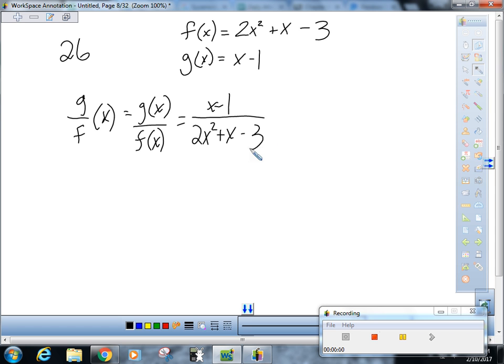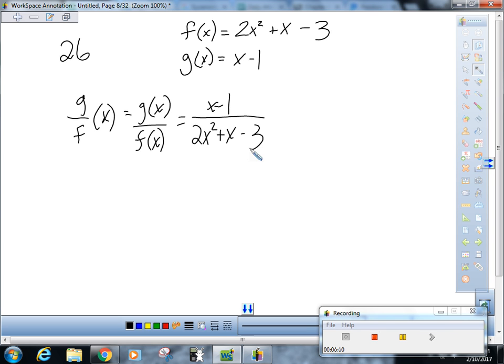Now, at first glance, you think, cool, done. This is the answer. It's just not the best answer, and it's not the answer that's going to show up in your multiple choice section of your ACT. It's going to be disguised as a more simple answer. So the question becomes, can we factor the bottom?